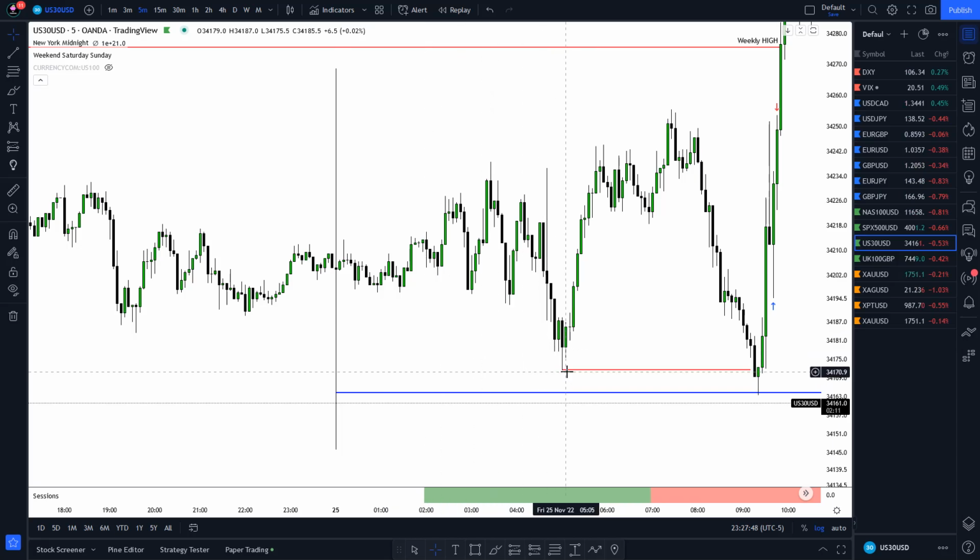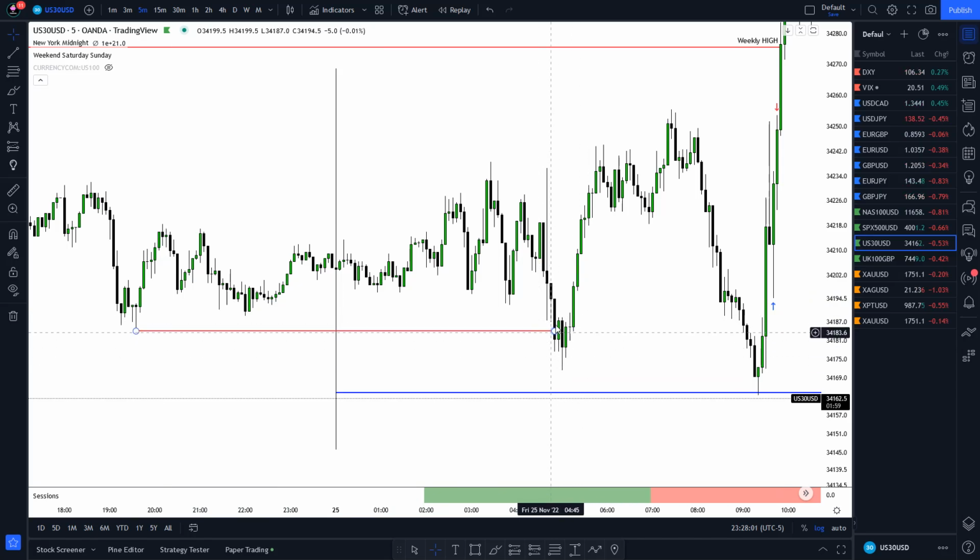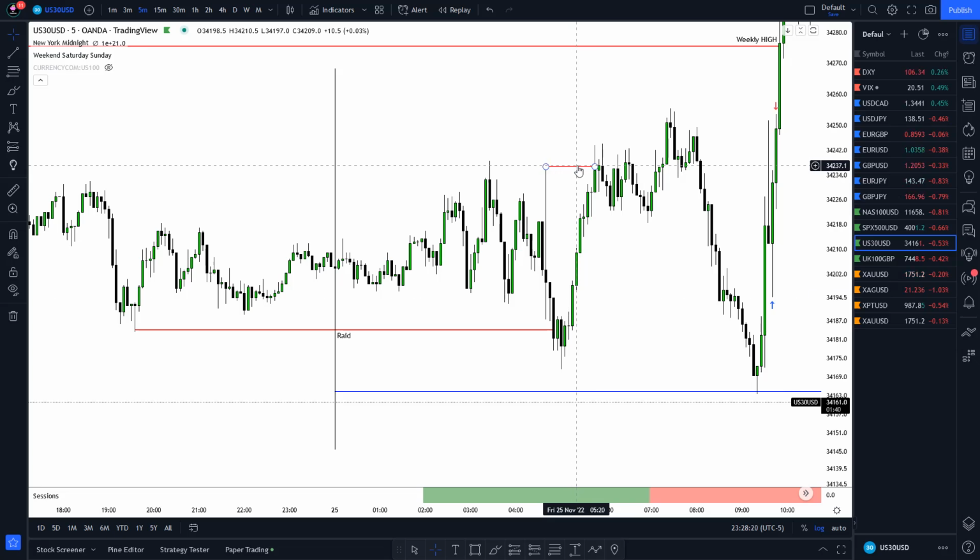However, what if we didn't use this as our raid? What if we used these lows over here as our raid? And when price breaks through this area, we can call this the raid as well. And after the raid, we can also find a market structure shift. So it breaks a few swing highs immediately after. So this is a very decisive market structure shift.